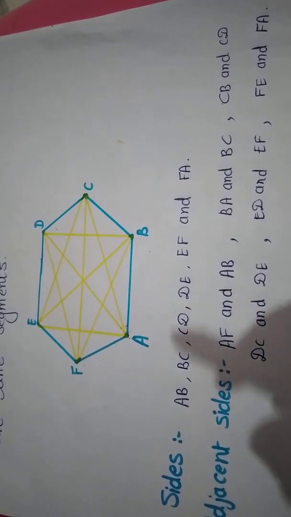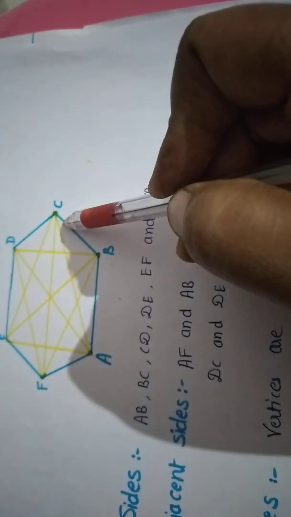Now what will be the adjacent vertices? See here. Adjacent vertices means they are nearer to each other. So vertex A and vertex B will be adjacent vertices of each other. Like that, B and C will be adjacent vertices and so on.